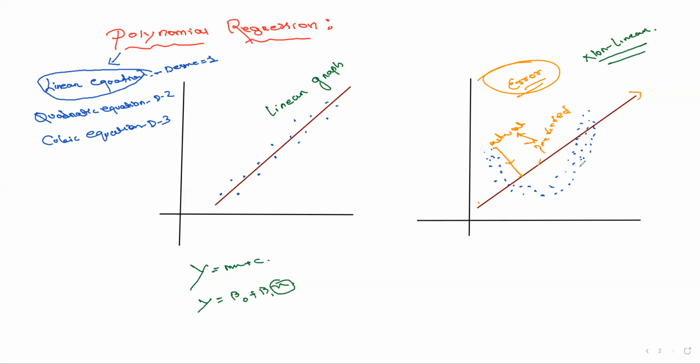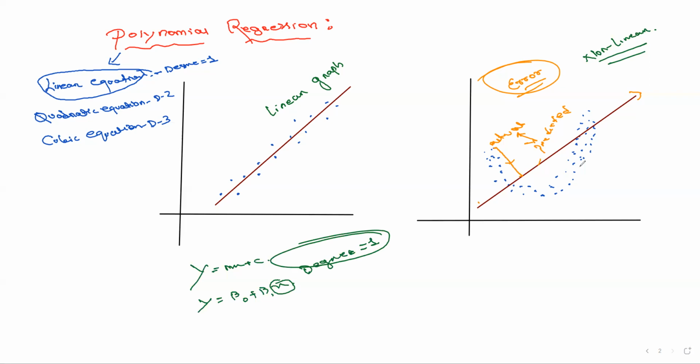Whenever you are writing these, the highest degree is always 1. Remember one thing, the highest degree is always 1. So that's why the line is like this. But have you ever seen the quadratic equation diagram? How does it look?